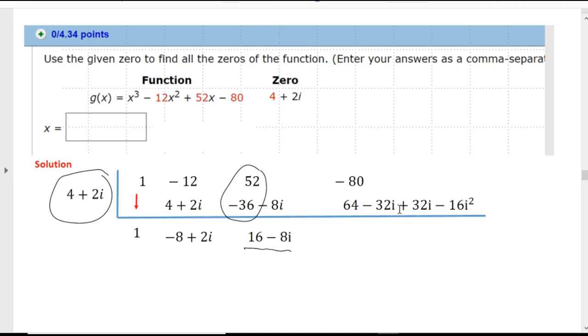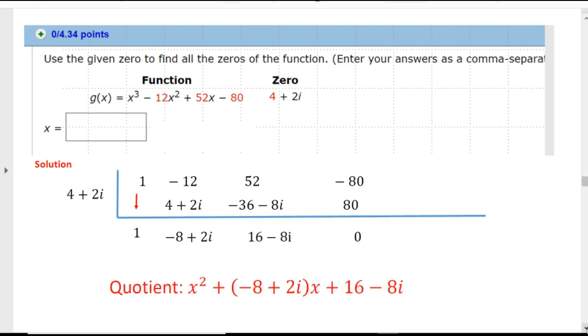So the 32i and the negative 32i become 0. i squared is a negative 1 times negative 16. So if we simplify, then we end up with 64 plus 16, which is 80, minus 80 is 0. Okay, so that tells me that 4 plus 2i is a zero. So I do get my quotient. I get x squared plus negative 8 plus 2i x plus 16 minus 8i.